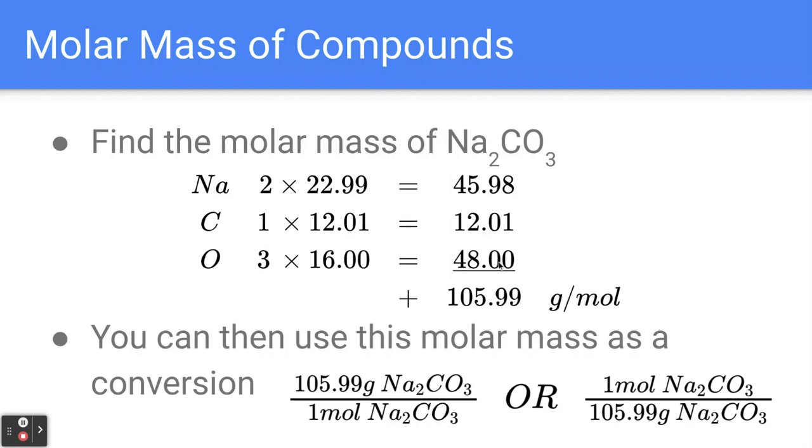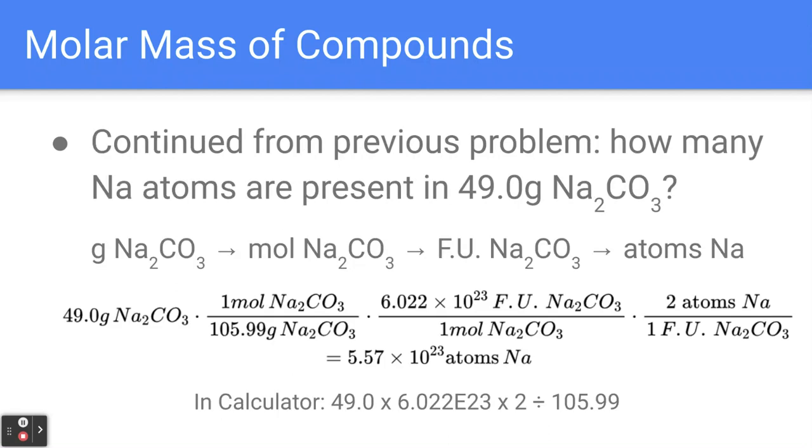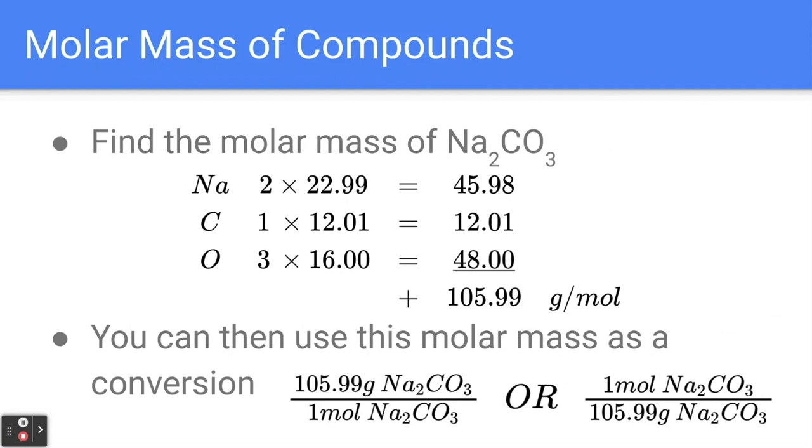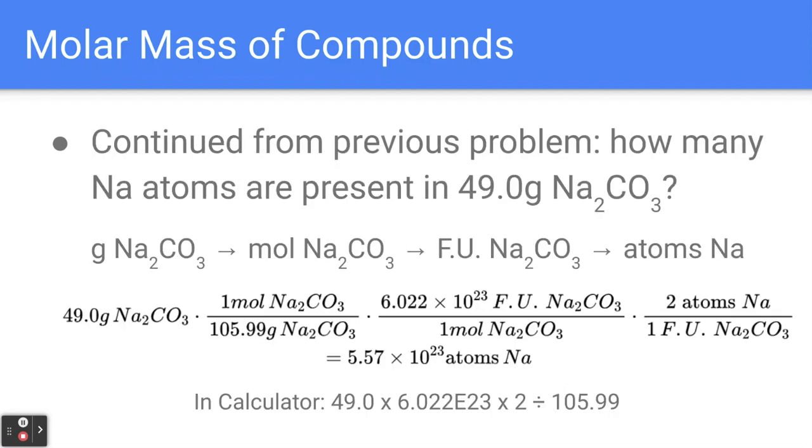And then we would be able to use that molar mass as a conversion. You'd either be able to use it with grams on the top or moles on the top, one of the two. So we're going to continue this previous problem. How many sodium atoms are present in 49 grams of sodium carbonate? So we're going to use our answer here of 105.99 grams per mole to our advantage. We're going to start with grams, then go to moles using that number that we just dealt with. Then we're going to go into formula units using Avogadro's number, and then we've got to just do a little bit of counting.